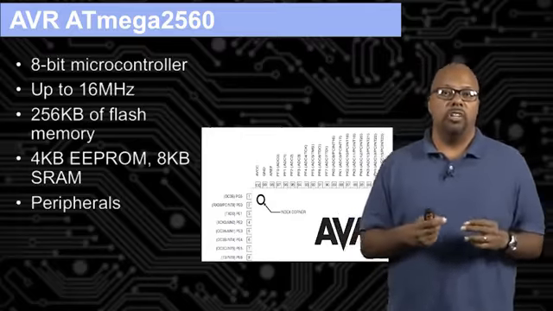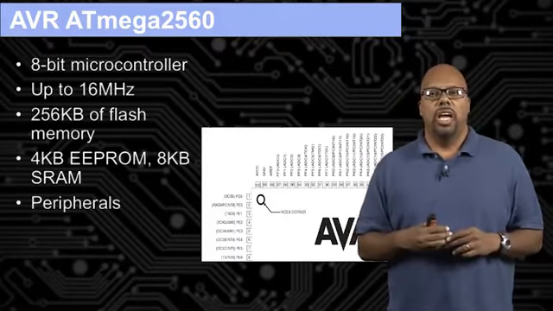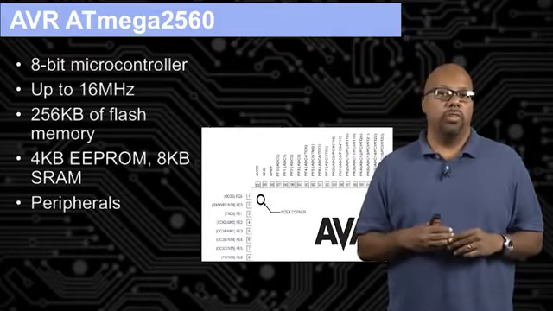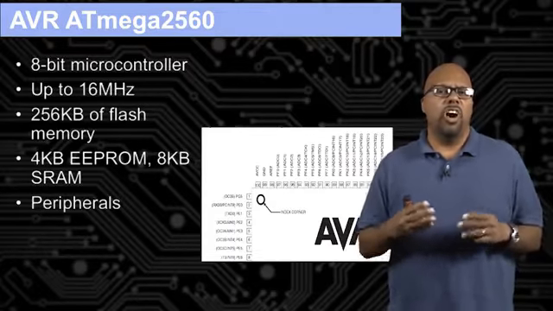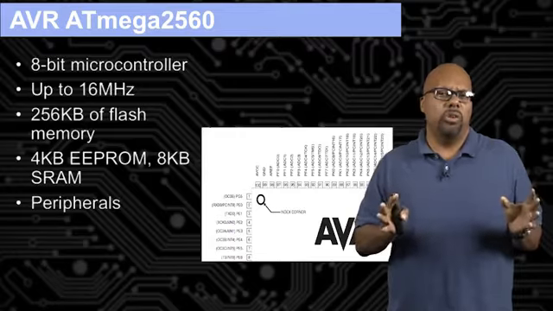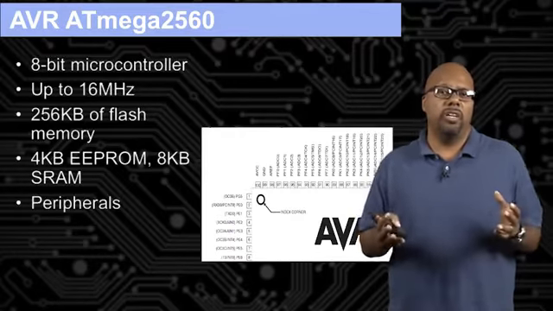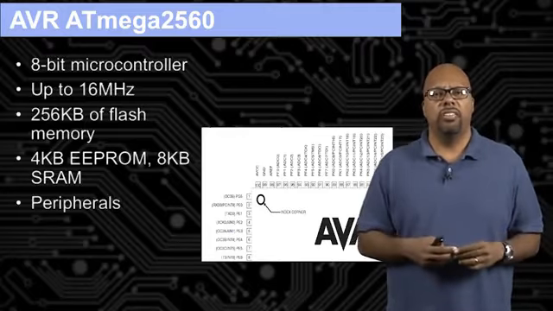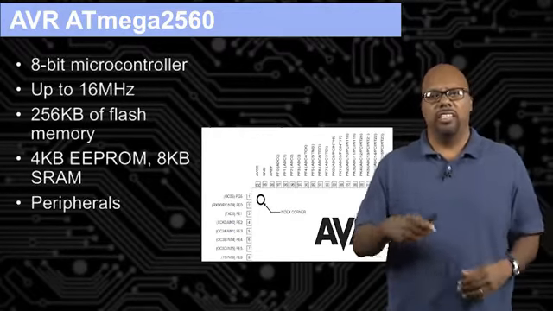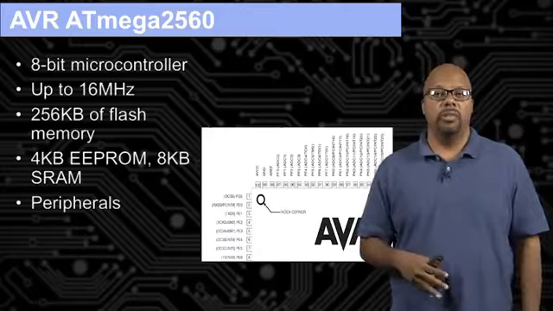EEPROM is also another type of non-volatile memory, similar to flash. SRAM is your regular random access memory. We'll talk about that. And then peripherals are sort of a general term for all the other components inside the microcontroller on the chip, like the timers, A to D converters, and all those other things. So it's got a number of peripherals that I didn't list. I didn't put the whole data sheet up there.